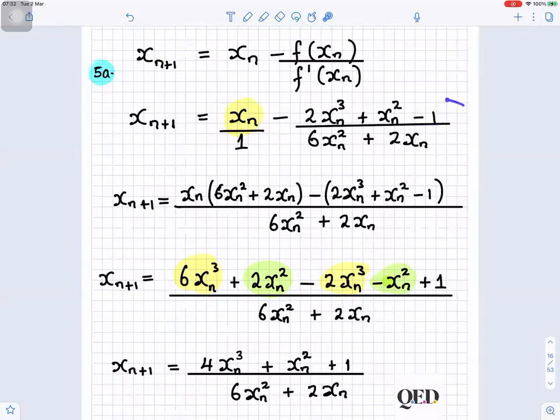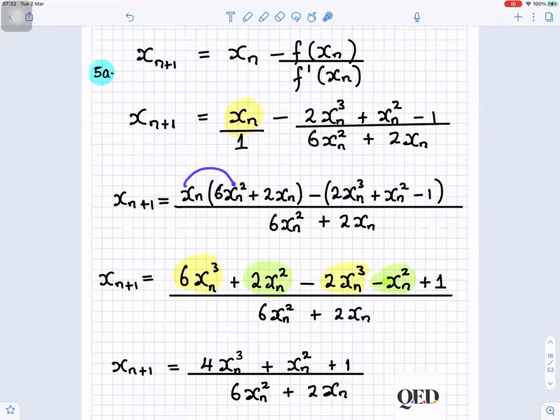So we want to add these two fractions together. The common denominator, the lowest common multiple, is 6x_n squared plus 2x_n. So that means x_n times (6x_n squared plus 2x_n) minus that. So we remove the bracket.